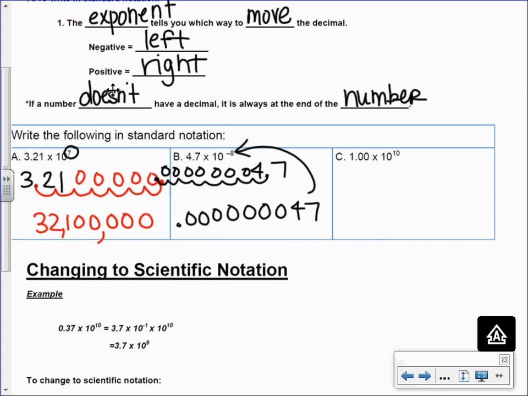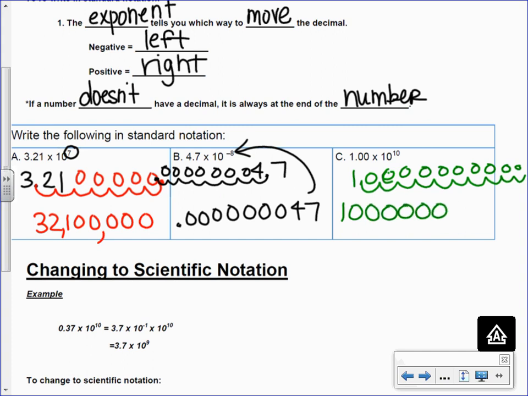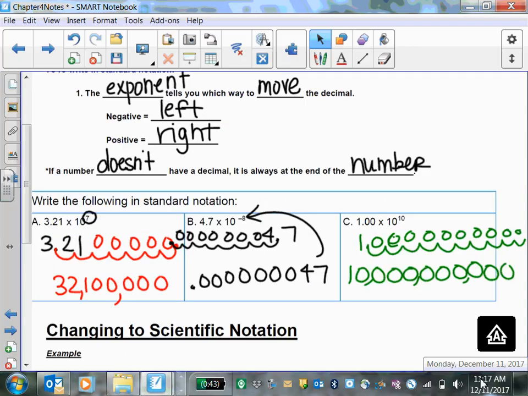All right. This one is pretty simple. You're going to move it 10 times, and it's getting bigger, so to the right. 1, 2, 3, 4, 5, 6, 7, 8, 9, 10. Any questions on scientific notation?